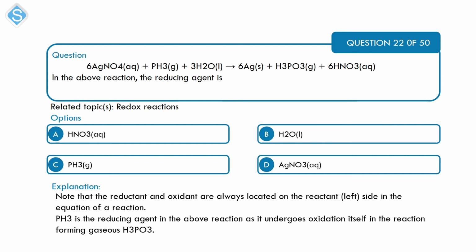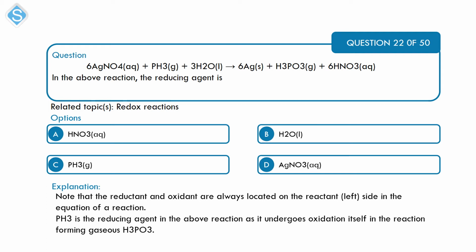Okay, so first it should be noted that the reductant, that is the reducing agent, and the oxidants are located on the left side of the equation. They are always on the left side, that is the reactant side of the equation. So we have no business here with the right side. Our answer is not coming from here, it is coming from here. So any of these three could be the answer.